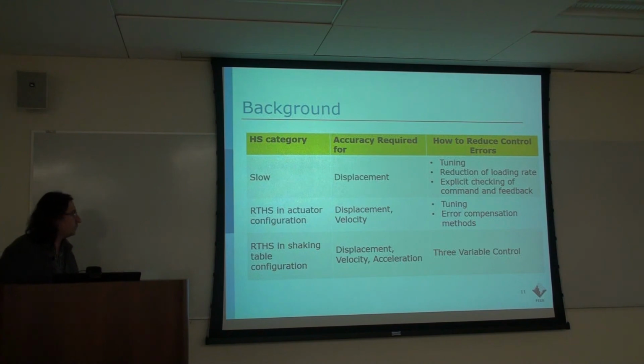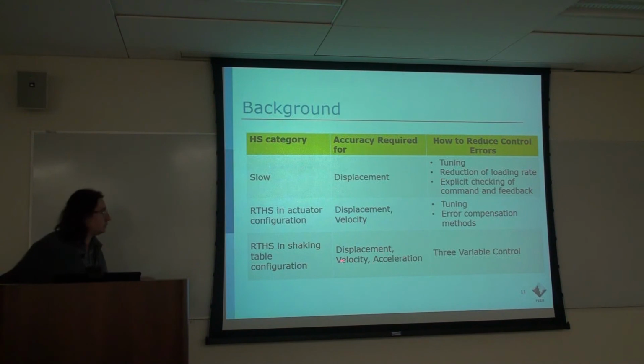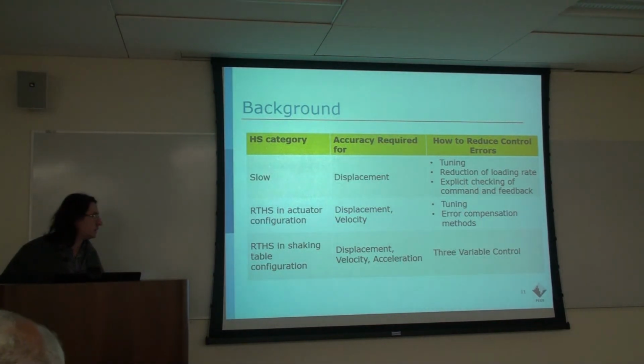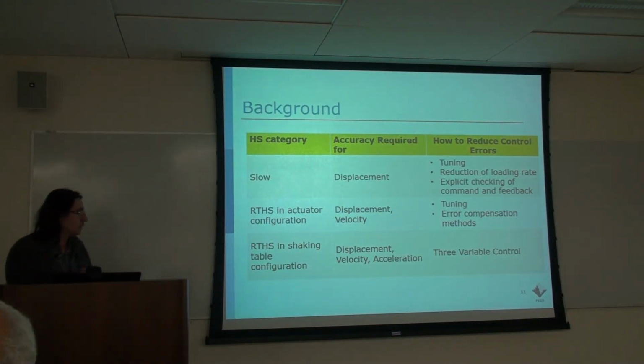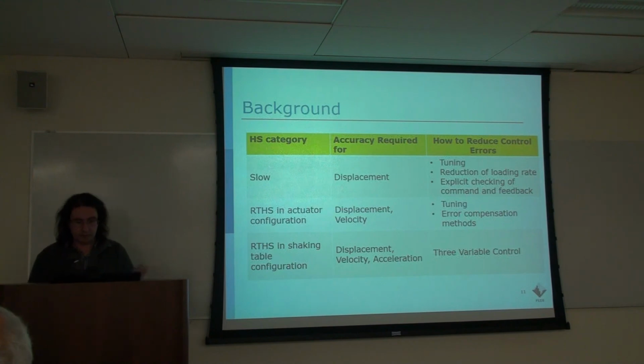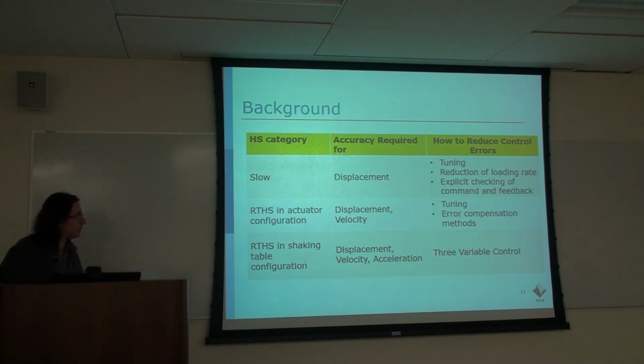For the case of real-time hybrid simulation in a shaking table configuration, in addition to the displacement and velocity, we need the requirement for accurate control of acceleration, because eventually it's a shaking table, right? And the specimen is subject to the acceleration. So accelerations need to be accurately applied to the shaking table and to the specimen. And to do this, the best way is to do this 3-variable control, where you need to control the 3 parameters.